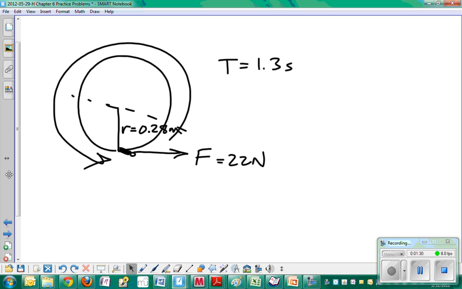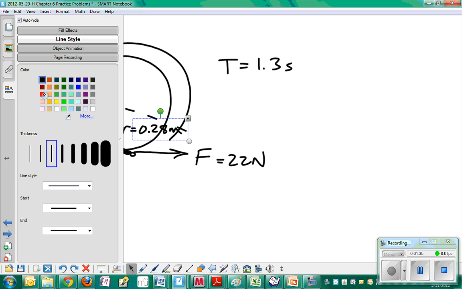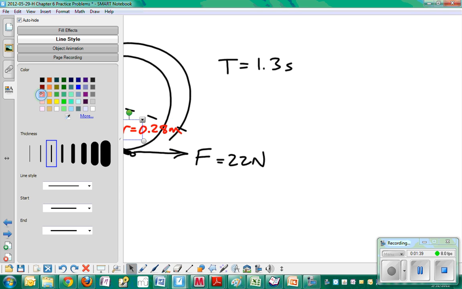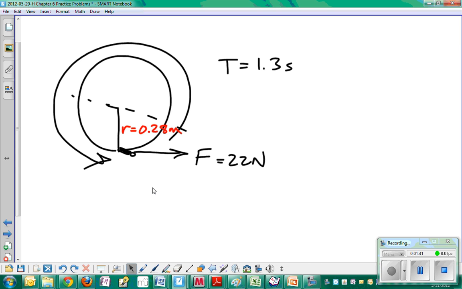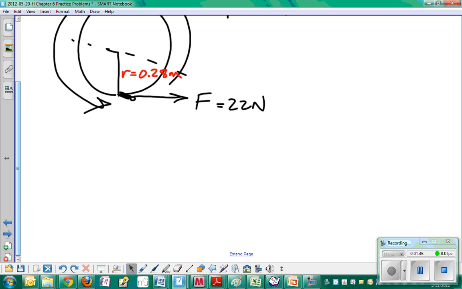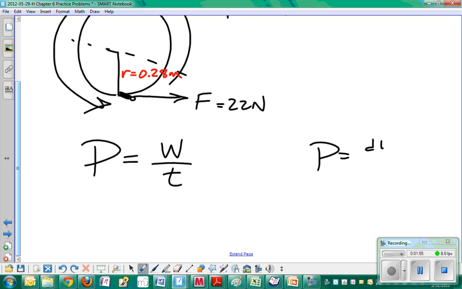Now that's all weird looking. So just so we can see it, we'll make it a different color. Red. There we go. Radius is equal to 0.28 meters. So now, how are we going to find this? This was one of those alternate definitions of power that I gave you, the idea of instantaneous power. Power is equal to the time rate at which work is done. In calculus, power is dW/dt, but for our purposes, we won't worry about it as a derivative.